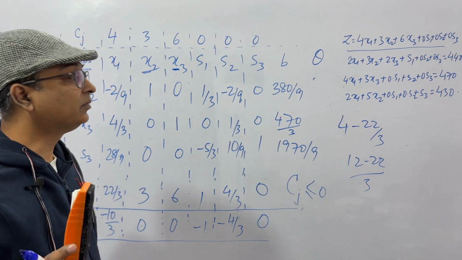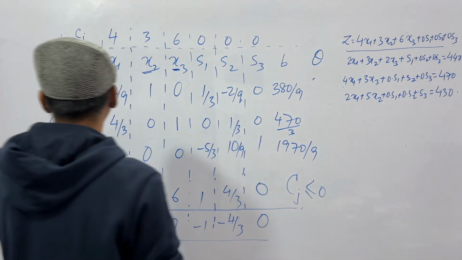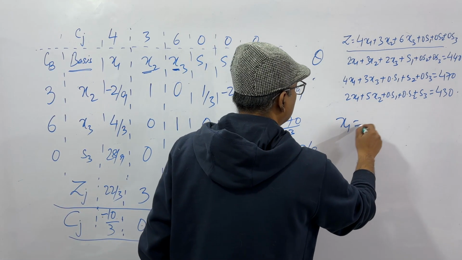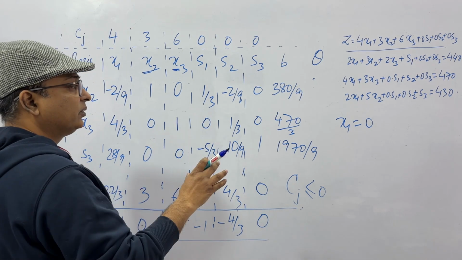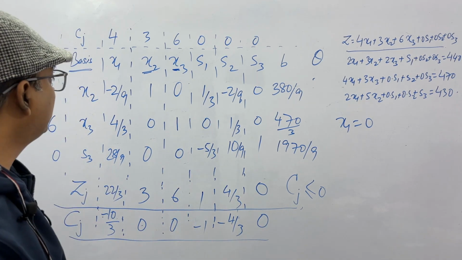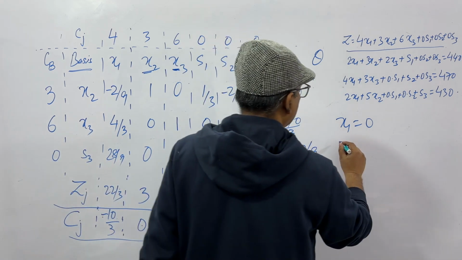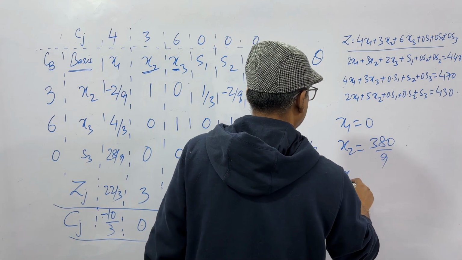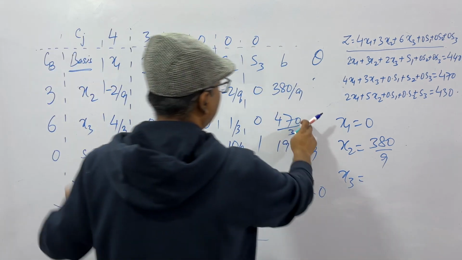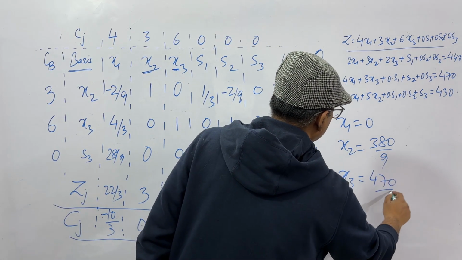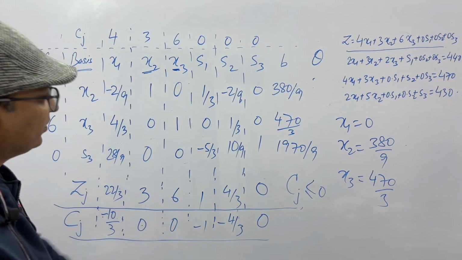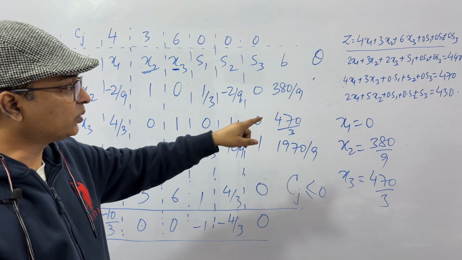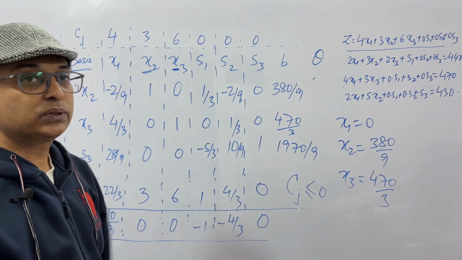Now, what is the value of the variables? We have x2 and x3 here. x1 is still here, so x1 is 0. The value of the variables for this to be optimal is x1 equal to 0, x2 equal to 380 by 9, and x3 equal to 470 by 3. So this way we have reached our optimal solution, and from here we get that z will be maximum for x1 equal to 0, x2 equal to 380 by 9 and x3 equal to 470 by 3.